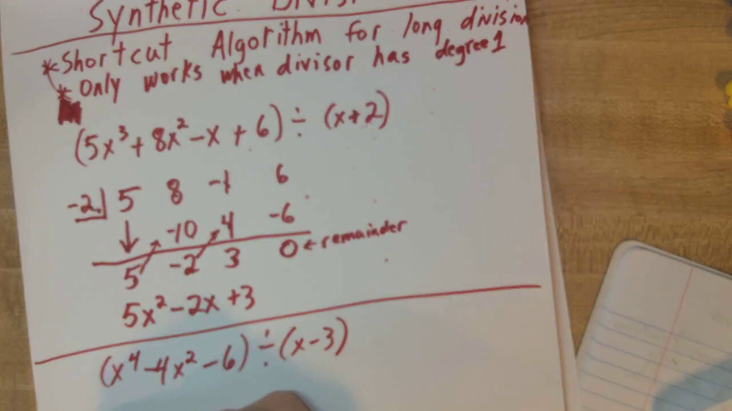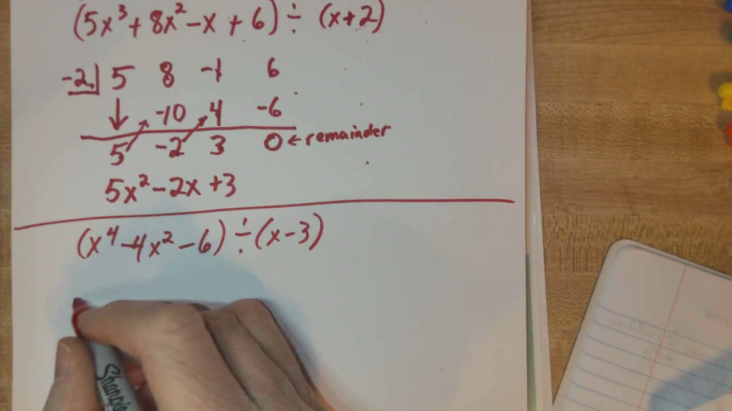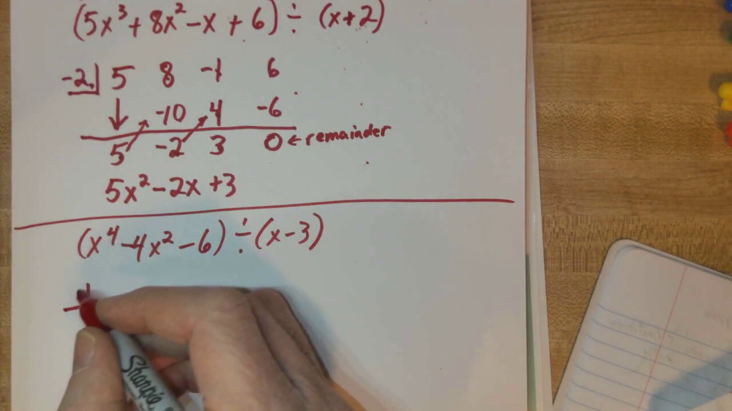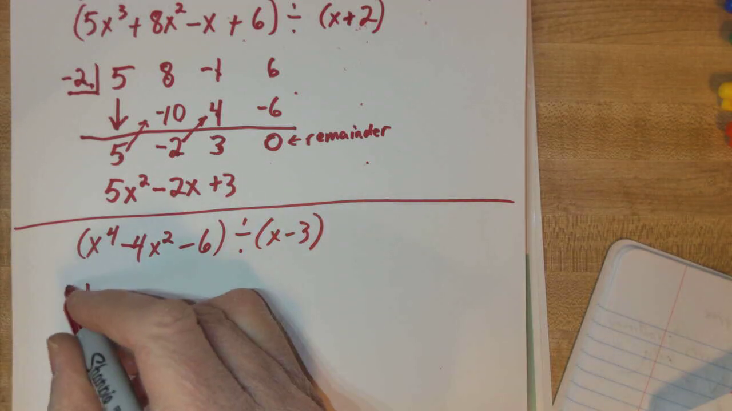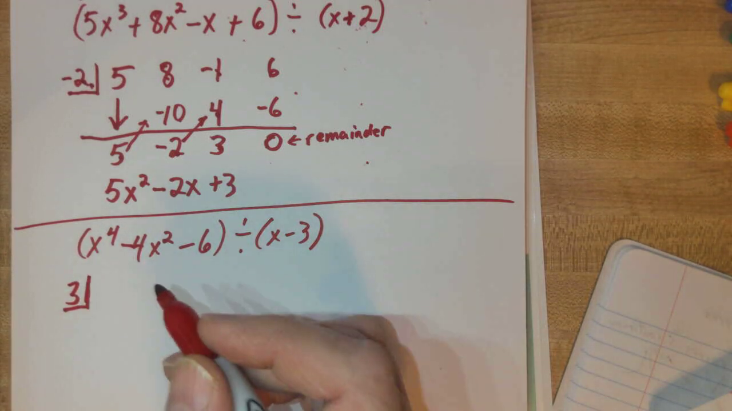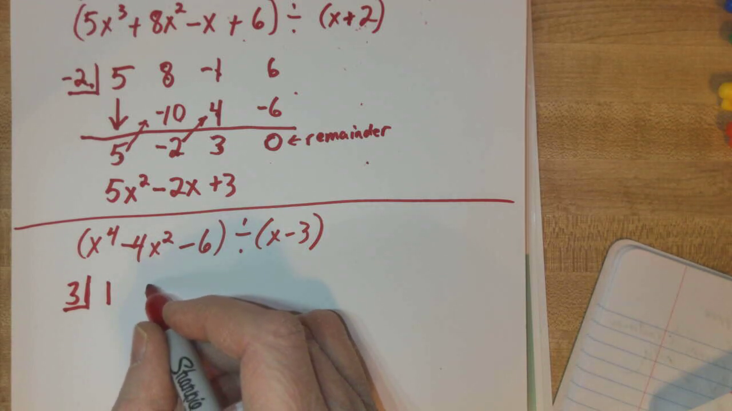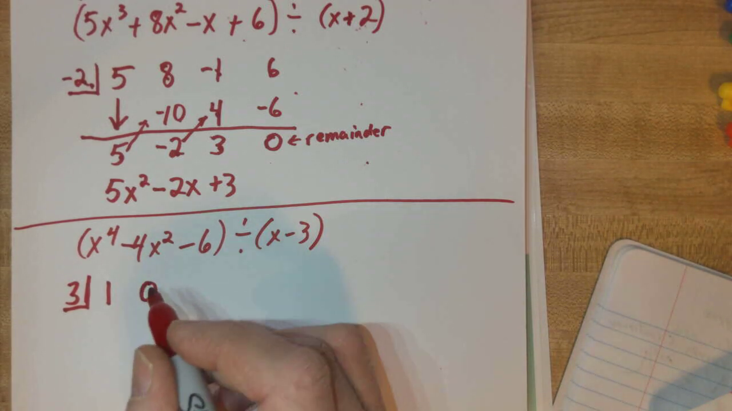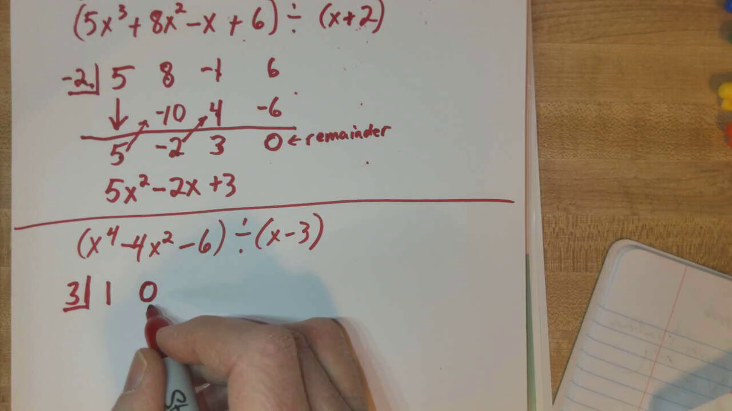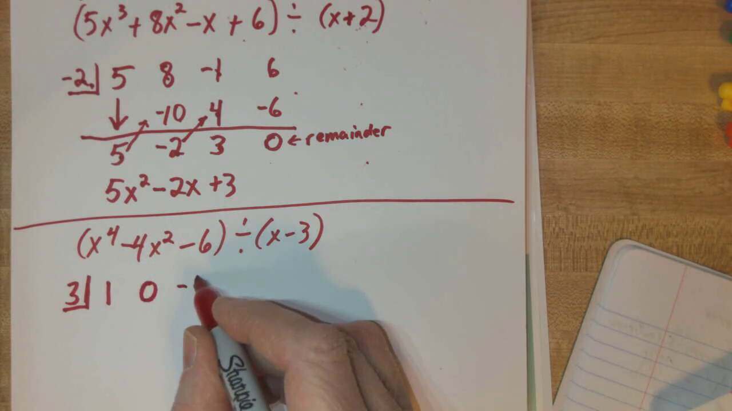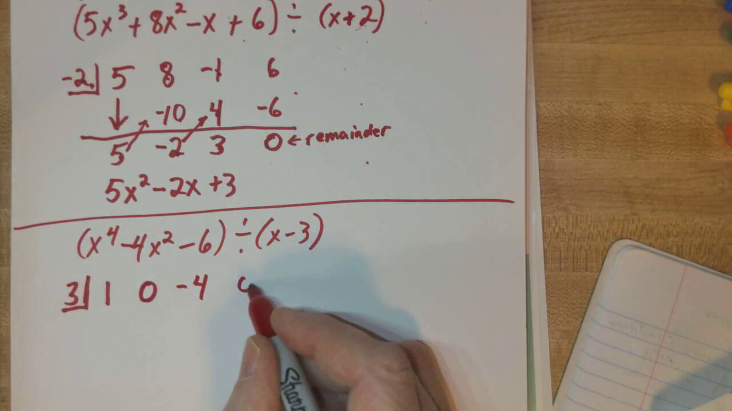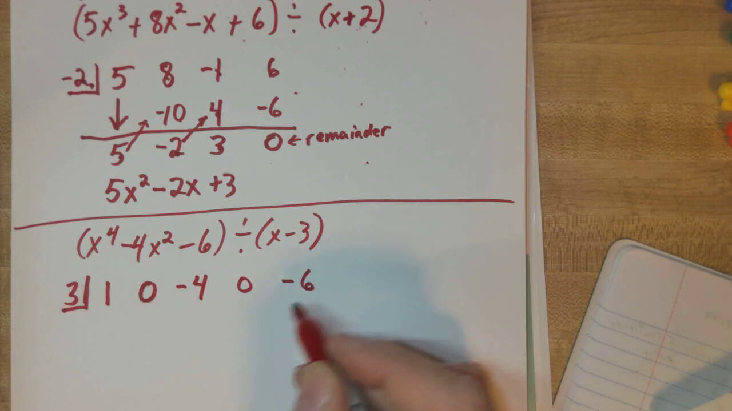Okay, so I'm going to put my box in. And negative 3, that 3 goes there. 1x to the fourth, 0x to the third. Gotta have that. If you don't do this, you're going to miss it. Then negative 4x squared, 0x, and negative 6.